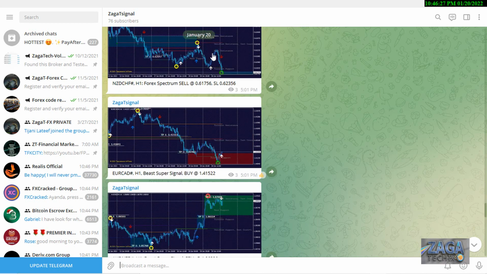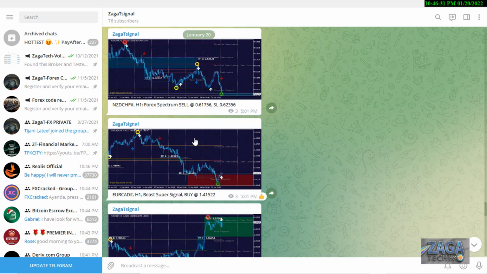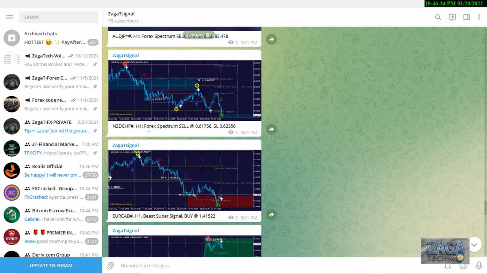This is January 20, which is yesterday. We have, let's say, okay, you see this one, Forex Spectrum. This is another indicator to be added on this platform. So if you want to know about Forex Spectrum, you can Google about Forex Spectrum and see more about it, guys.